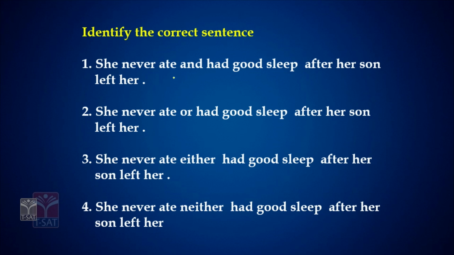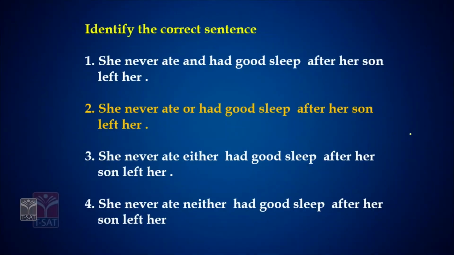She never ate and had good sleep after her son left her. She never ate or had good sleep after her son left her. You can say the word never is marked for negativity and generally we use or. There is an option. So, the better sentence is the second one. Now, let us go to set number 3.